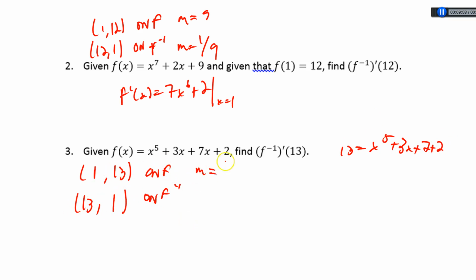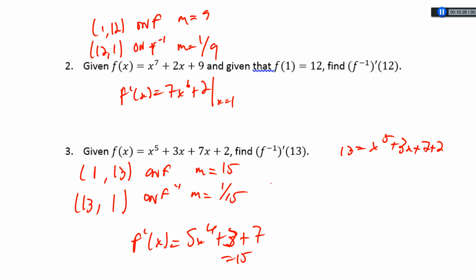Now we have to find the slope of f. I can't find the slope of f inverse because I don't have a function for it, but I can find the slope of f because I've got it right here. So f prime of x is going to be 5x to the fourth plus 3. Oh, it's just x. Interesting. Plus 7. All right, so that's 10 plus 5 is 15. So slope at 1 for f is 15. And the slope for the inverse at its buddy point is going to be 1/15. Not too bad at all.